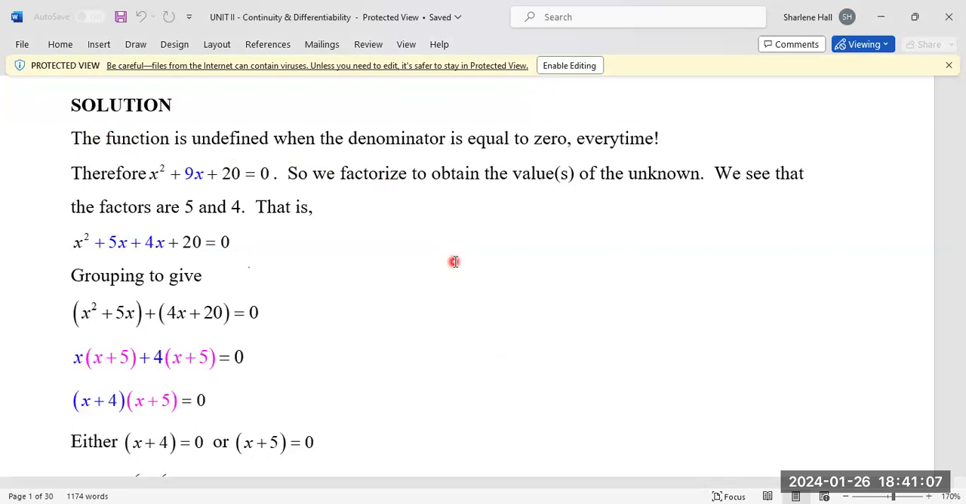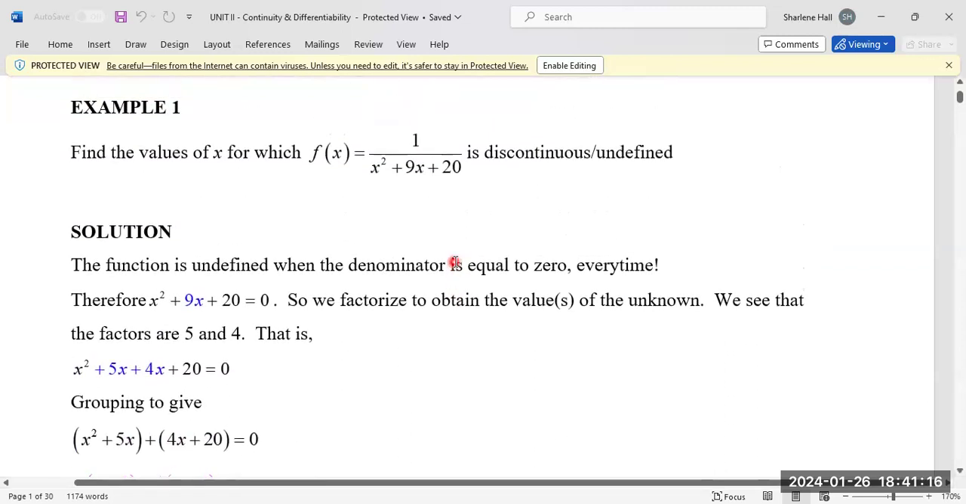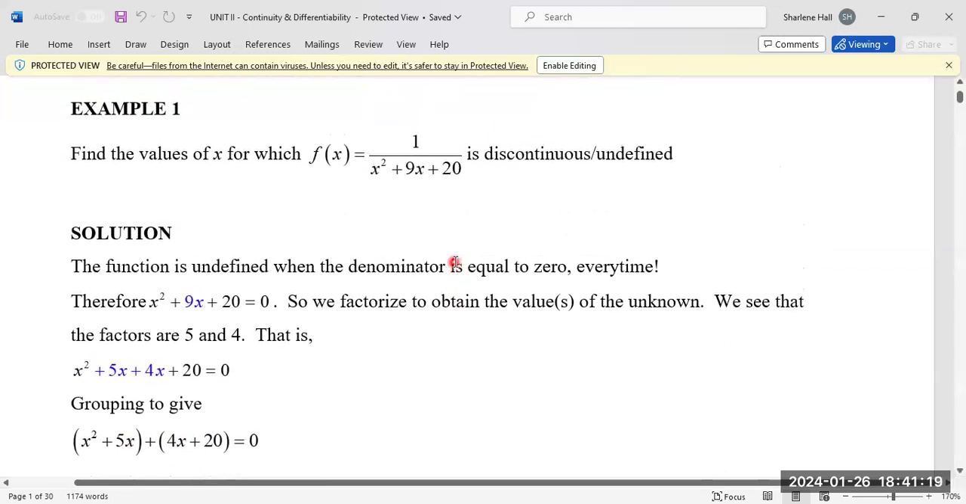Yes, sir. So when they give you the question, they're not going to say, put the denominator equal to 0 and solve. Nope. The question will say, find the values of x for which f of x, which is equal to 1 over x squared plus 9x plus 20, is discontinuous or undefined. You, the learner, must know that for discontinuity, the denominator is equal to 0. Once you have that statement, you get 1 mark.